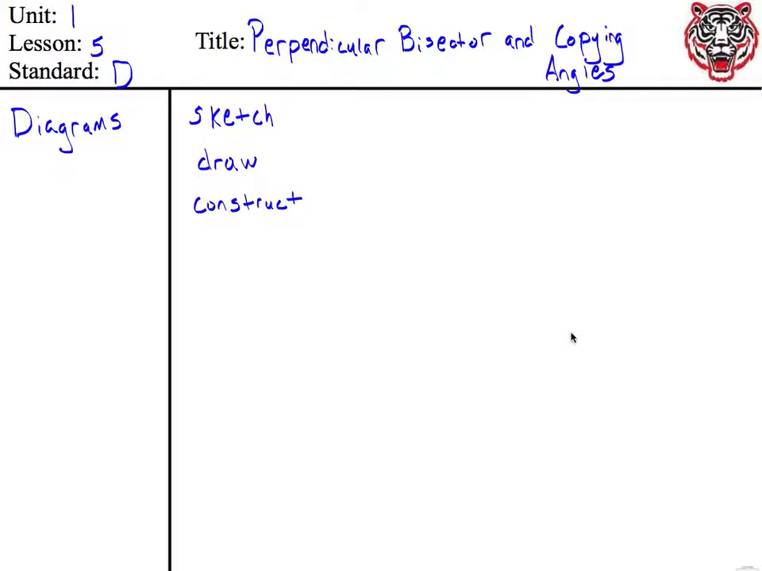All right, we're in Standard D today, so class, what is Standard D? Constructing lines and angles. Say it louder, D3. Constructing lines and angles. All right, constructing lines and angles, thank you. So we have our setup. Our first section is called diagrams.